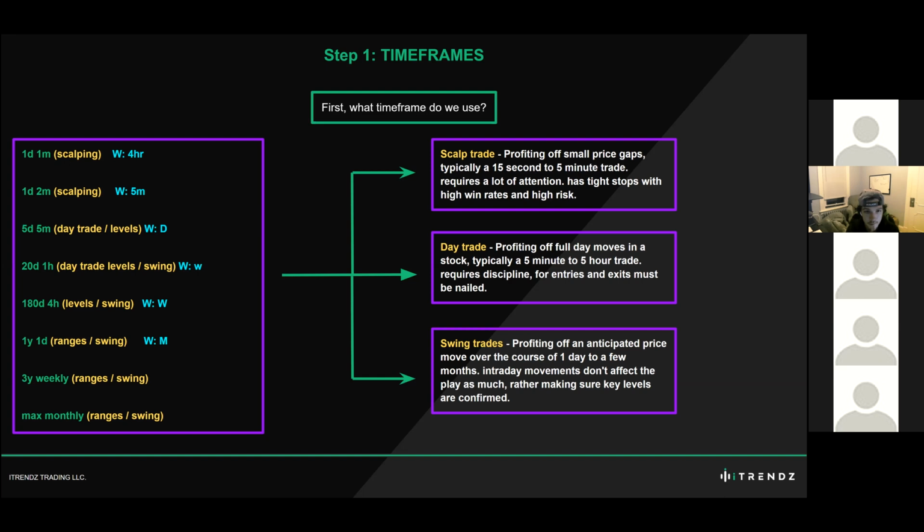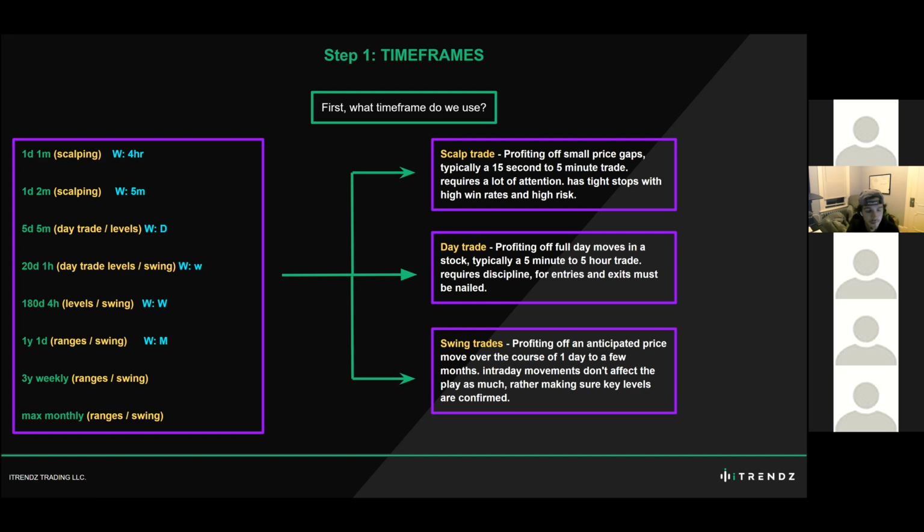If you're looking at your scalp trade, you're really looking at your 1 day, 1 minute, and your 1 day, 2 minute. If you're on Webull, that'd be looking at the 4 hour and then going down to your 5 minute. And if you're looking at a day trade, you're really looking at the 5 day, 5 minute, the 20 day, 1 hour, and the 180 day, 4 hour towards the end. And if you're on Webull, that's looking at the day chart or the week chart as well.